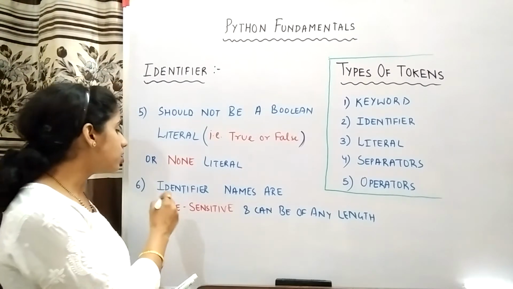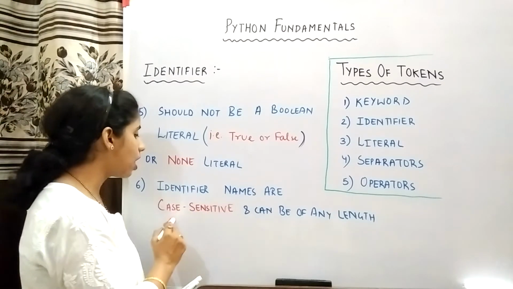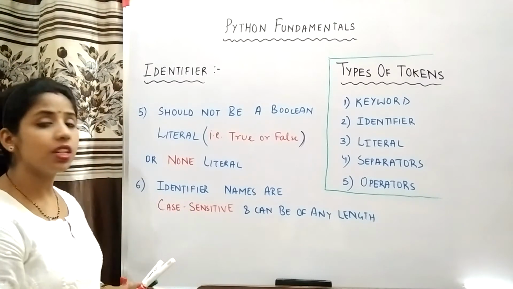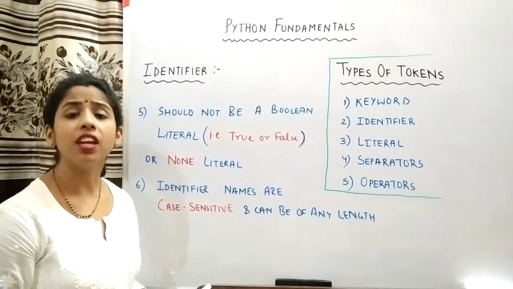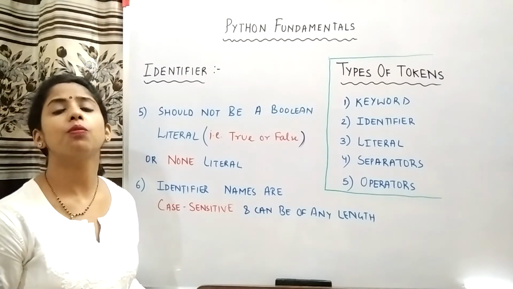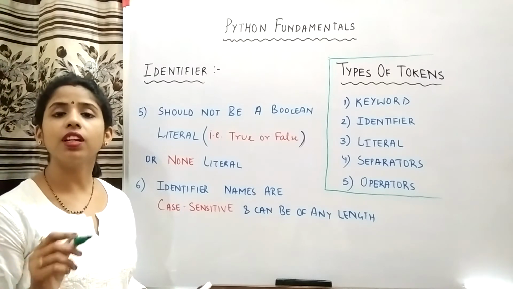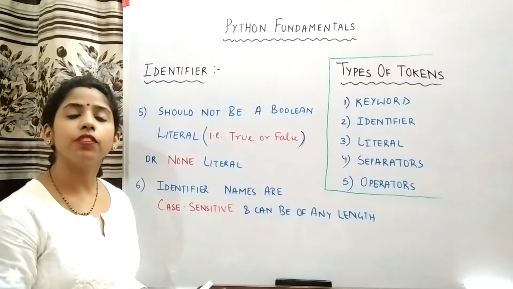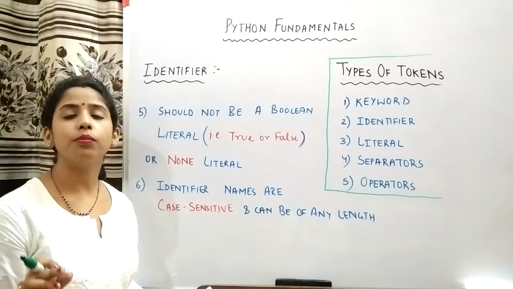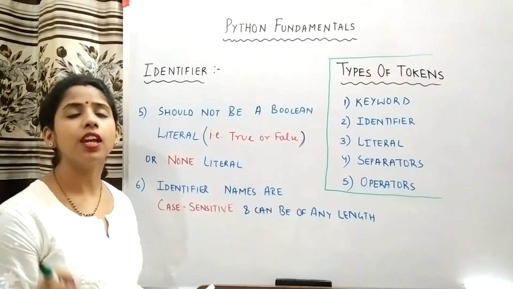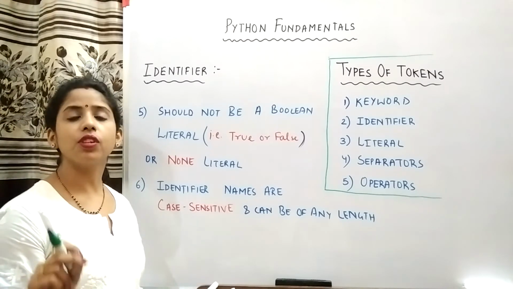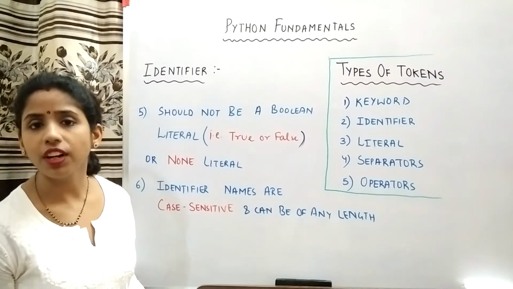Then the next point is identifier names are case sensitive. This means that if you have kept the name of your identifier as capital A, then you cannot use it as a small a. Once you have given the name capital A, in order to refer to that location, you will always have to make use of capital A, and if you make use of a small a, then the system will give you an error saying that it is an undefined variable.